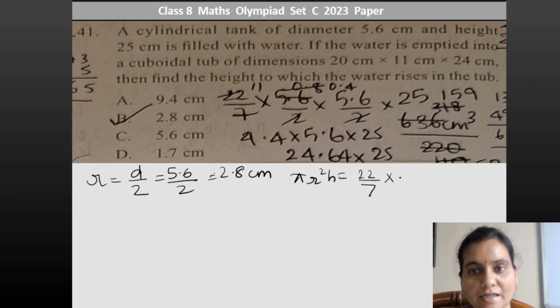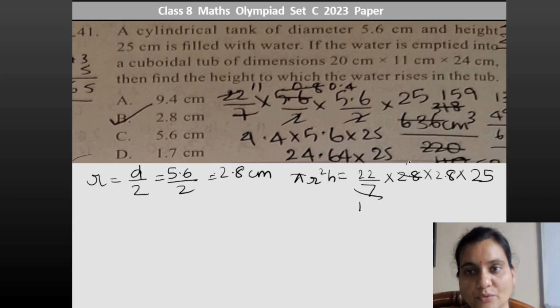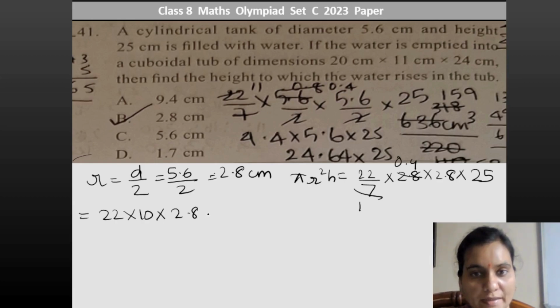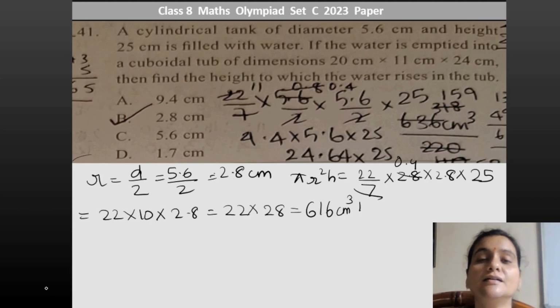So 22 by 7 into 2.8 into 2.8 into the height of the cylinder, which is 25. So 7 ones are 7, 7 fours are 28, this 0.4 is here. 4 into 25 is 100. There is a decimal point here, so instead of 100 I will write 10. 10 into 2.8. So 22 into 10 is 220, or rather I can use this 10 to remove this decimal point here. So I will do 22 into 28. So it will be 616 centimeter cube, the volume of water that is there in the cylindrical tank.